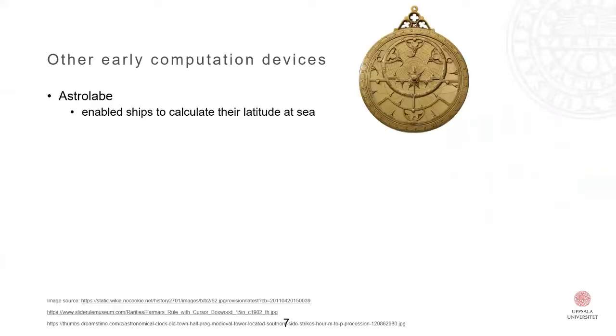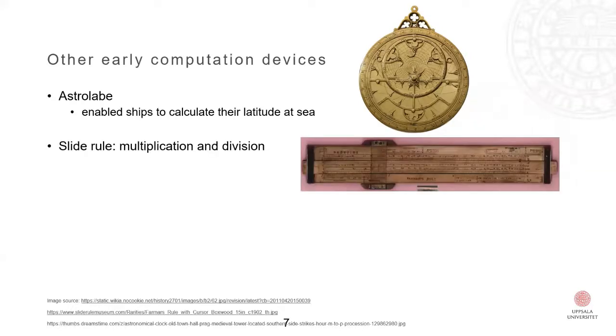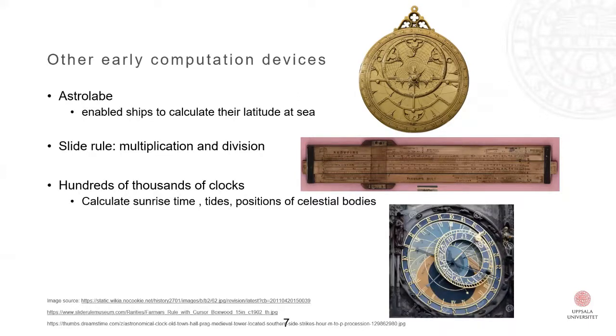So the abacus was not the only computation device in history. There are many other computation devices. One of the very old ones is called the astrolabe, which enabled ships to calculate their latitude at sea. Another one was called the slide rule, which was capable of doing multiplication and division. And there were hundreds of thousands of clocks that were used for different purposes. For example, for calculating sunrise and sunset times, for calculating tides, or simply for showing the time, or calculating positions of celestial bodies.